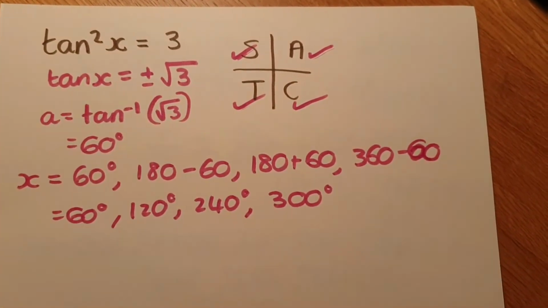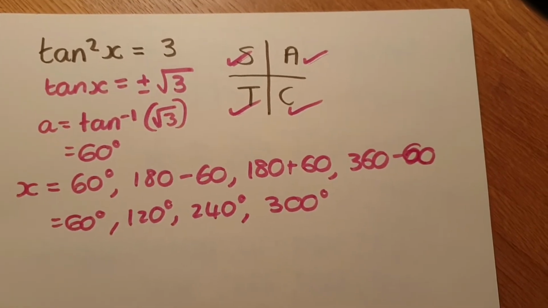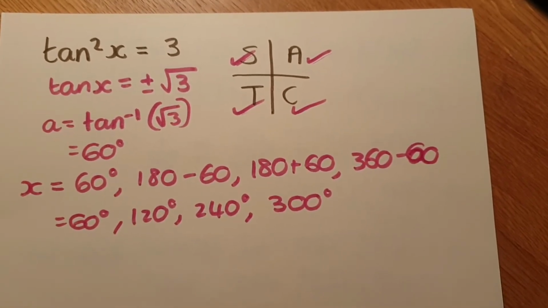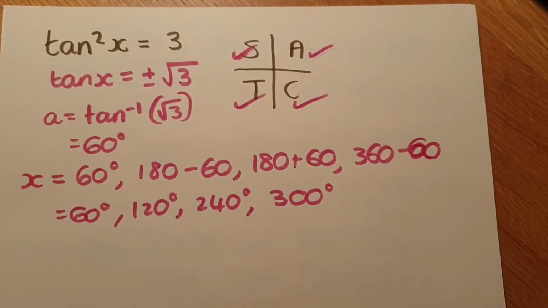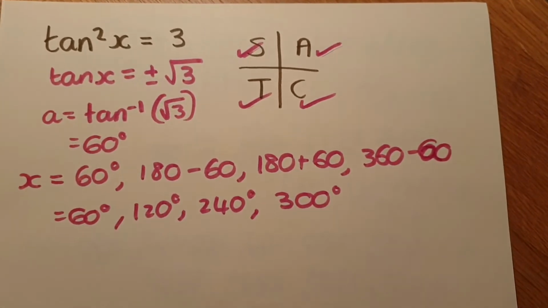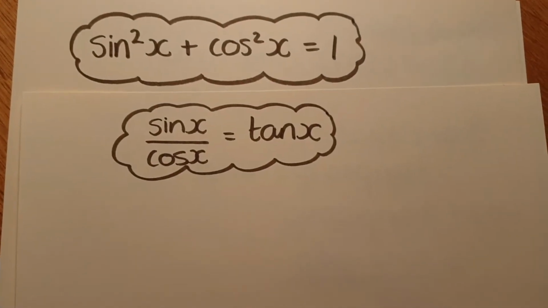To get the acute angle, it's just shift tan of root 3, which gives us 60 degrees, and then that's all 4 quadrant answers. So I've subtracted from 180, added to 180, and subtracted from 360 to get our 4 answers. Okay, moving on to trig identities.